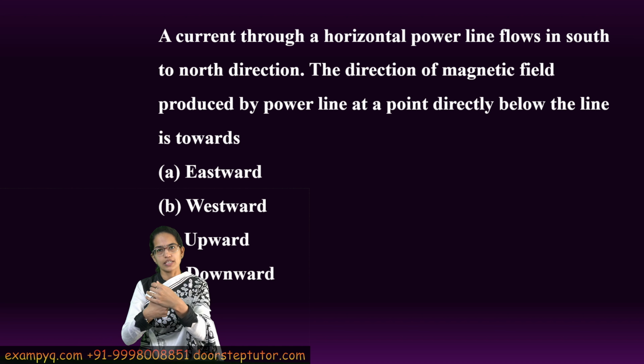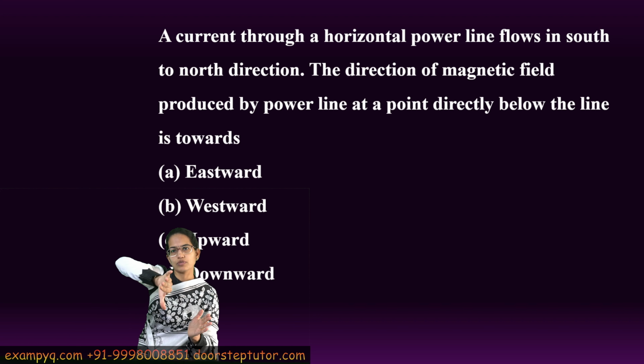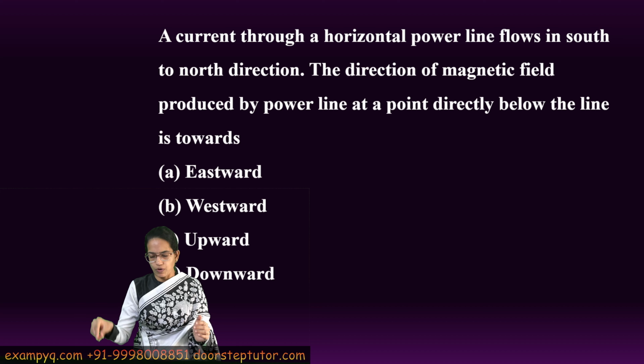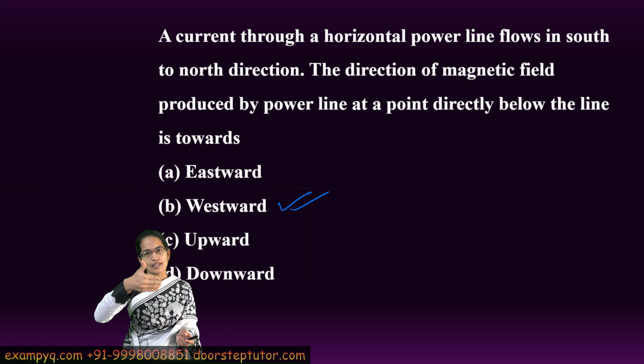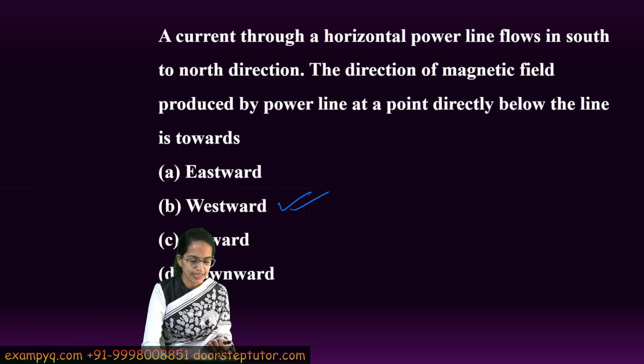So once you have the direction for the current which is given, the direction for the magnetic line would be in this side. Since it's north, so this would be west. If it was south, it would be east, and therefore here the correct answer would be westward. You can simply try the right hand thumb rule, and you'll get the answer.